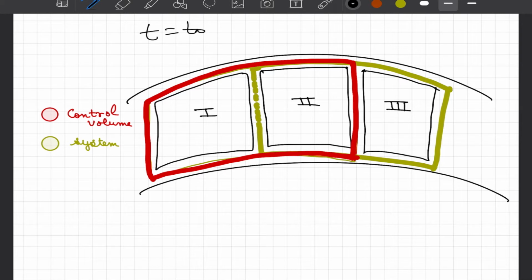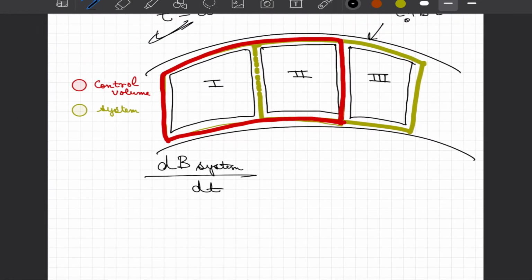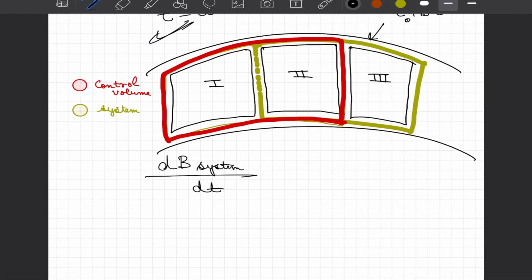However, this system, or the fluid that we are looking into, is in motion, and at t plus delta t it will occupy a new position represented by t naught plus delta t, as our initial time was t equal to t naught. We are interested to understand how the extensive properties of the system have changed with respect to time t, and to do that we will use Reynolds transport theorem.